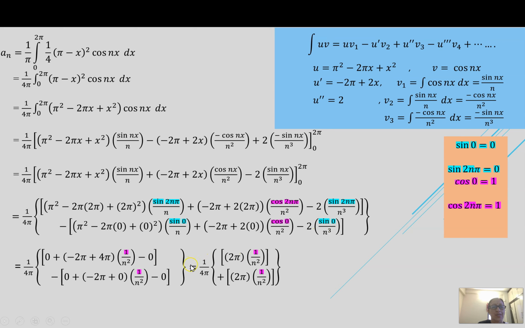Okay. So this gives 1 by 4π into (−2π + 4π gives plus 2π) 2π into 1 by n². Here minus into minus, plus 2π into 1 by n². That means 1 by 4π into (2π + 2π), that is 4π by n². That means 4π will get cancelled. We get 1 by n². So here aₙ equal to 1 upon n².